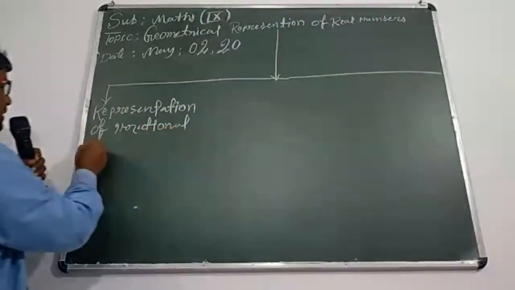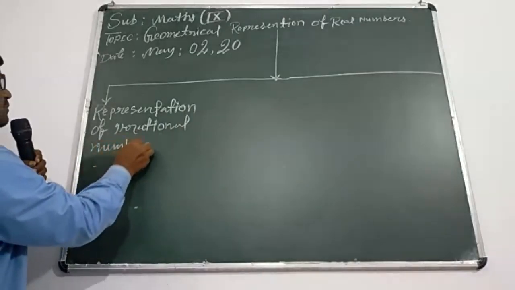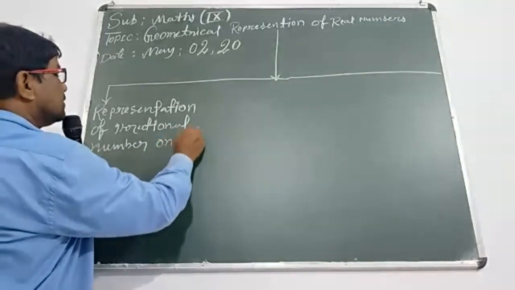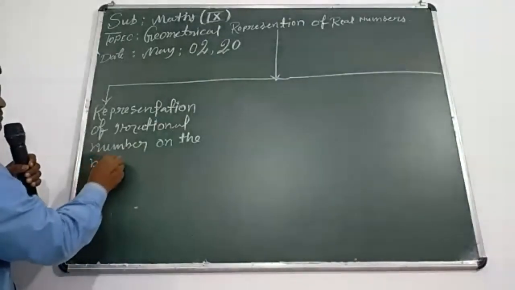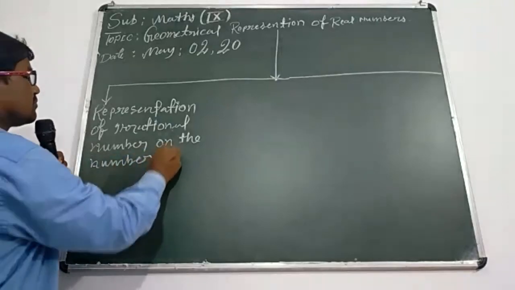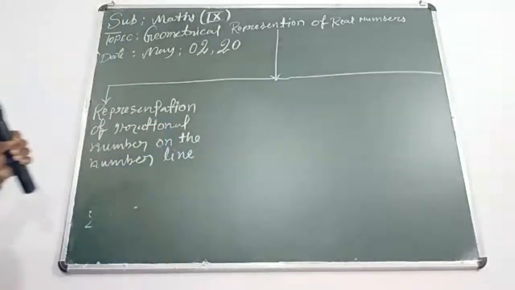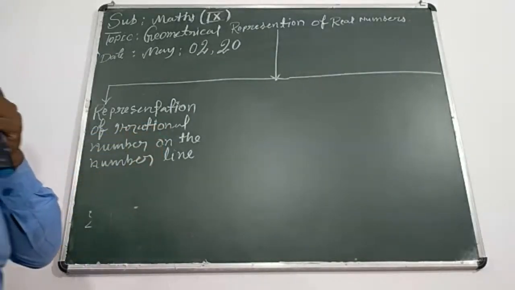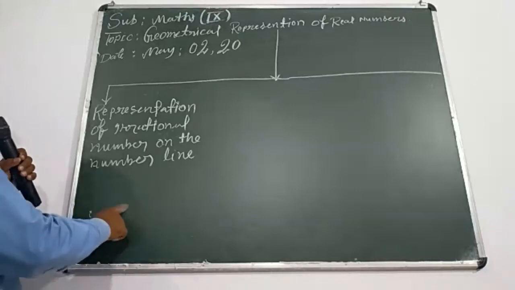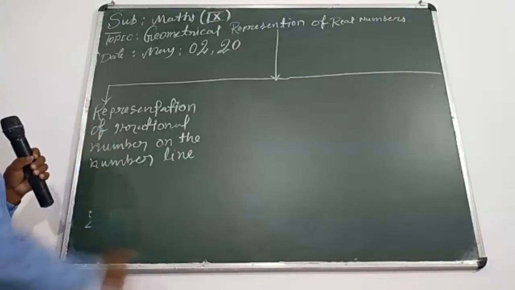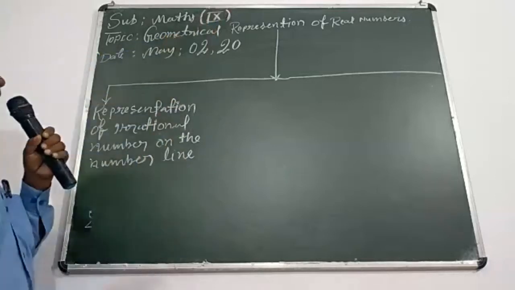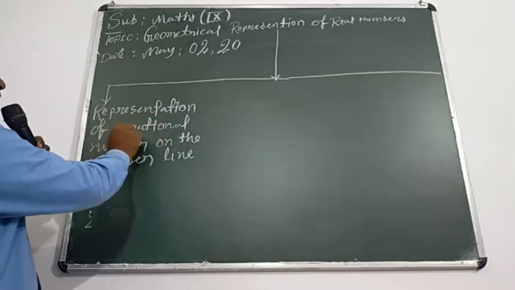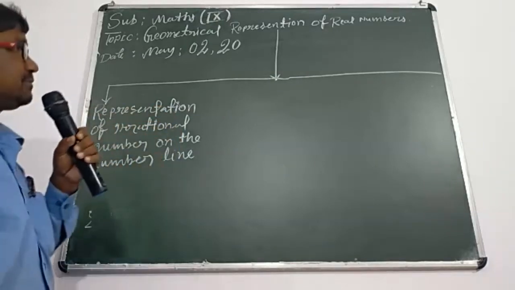Irrational number on the number line. Representation of irrational number on the number line. First, we will discuss this. Mind the topic, geometrical representation of real numbers. First, we will discuss representation of irrational number on the number line.